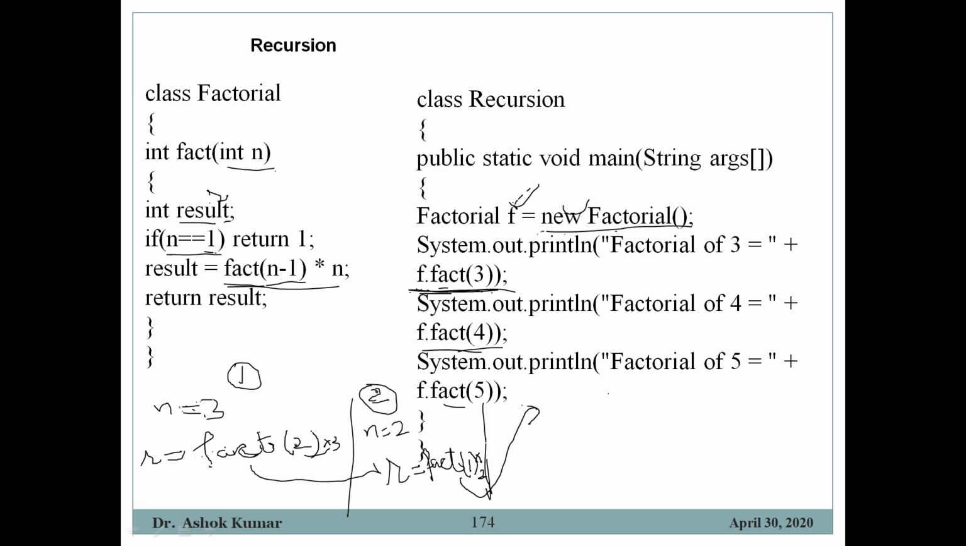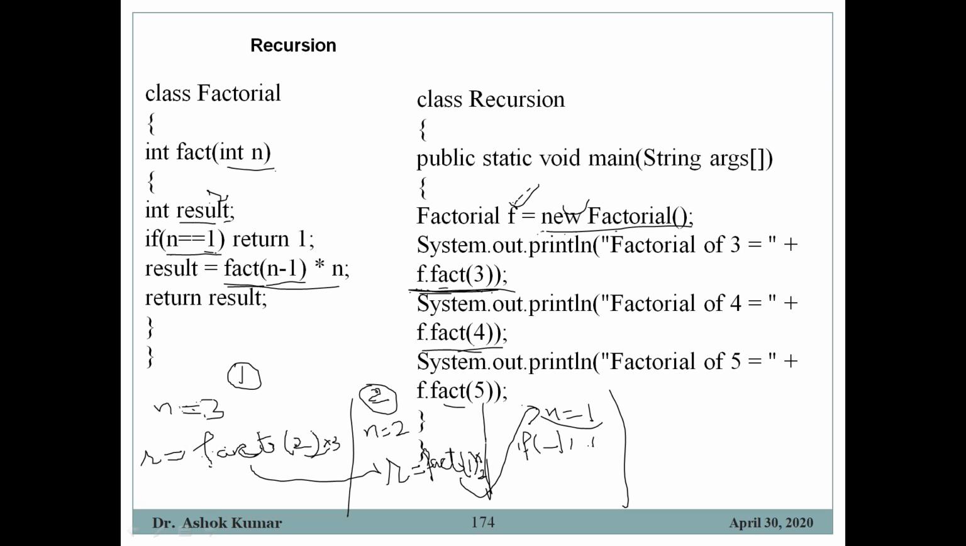The third copy of the fact function will be created, and in the third copy the value of n will be 1. This n is local to the third copy. The next statement in the body of the third function, the if statement, will be evaluated, and this time the if condition will evaluate to true, so it will return 1.